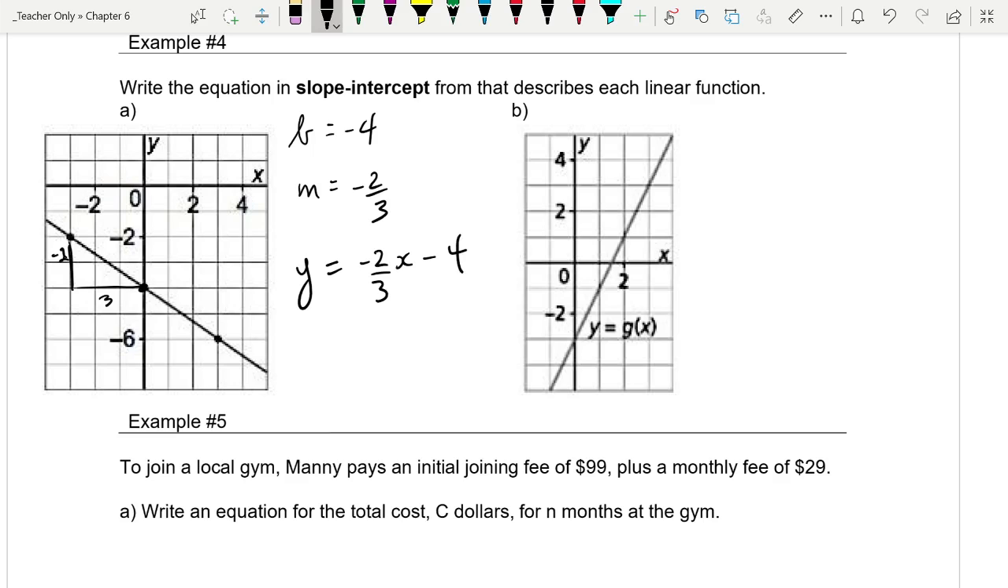All right, your turn. See if you can do the B one. Okay, was that enough time? No? Okay, I'll give you another second.